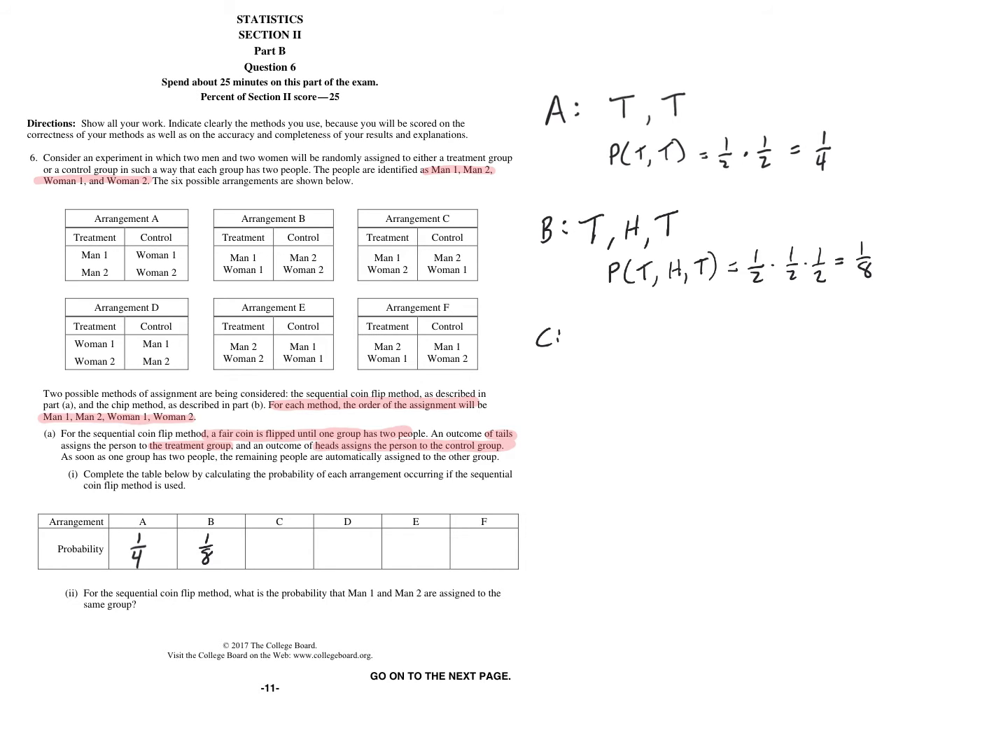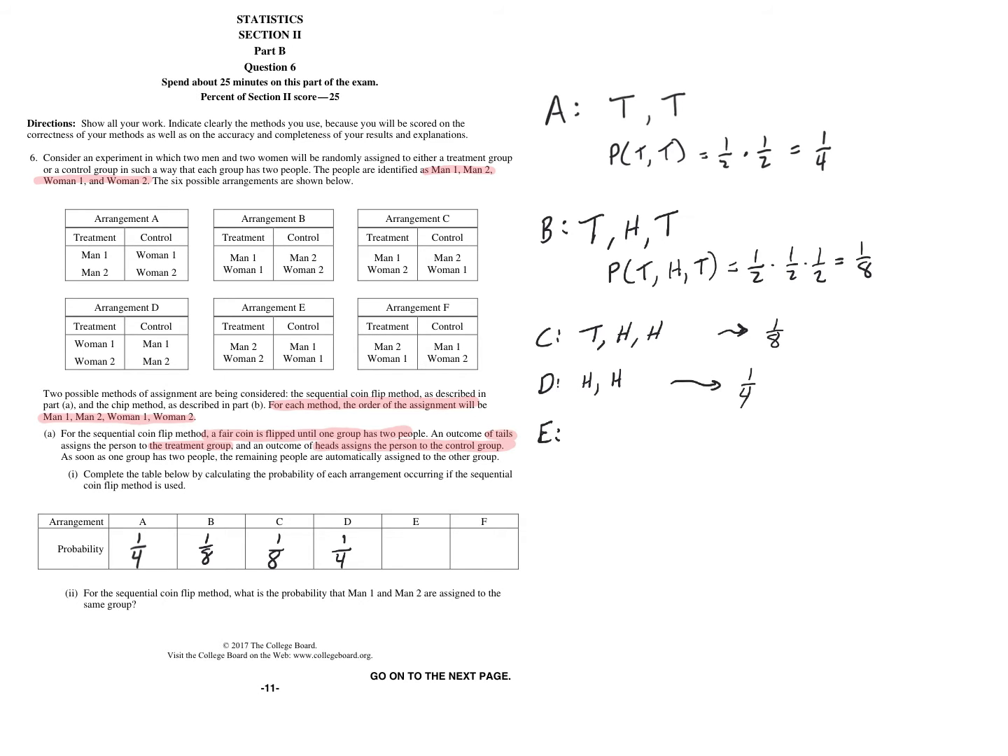And C, let's do it all out. In C, man 1 gets treatment, so tails. Man 2 gets control, that's heads. Woman 1 gets control, that's heads. I'm not going to write it out, but this is going to give us 1/8 because it's 1/2 times 1/2 times 1/2. So there's 1/8. D, we need man 1 to be in the control group, that's heads. Man 2 in the control group as well, that's also heads, and then we're done. That's the big difference from this one. If you get the same flip twice, then woman 1 and woman 2 are automatically in the other group. So this is going to be 1/4 again.